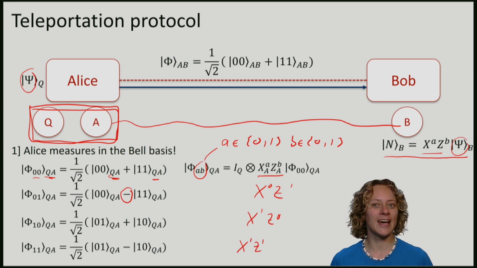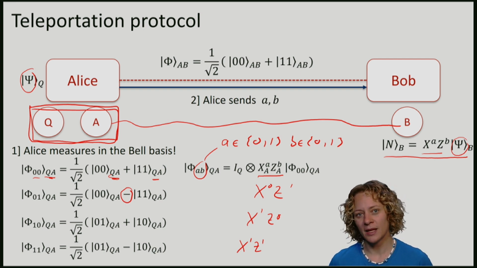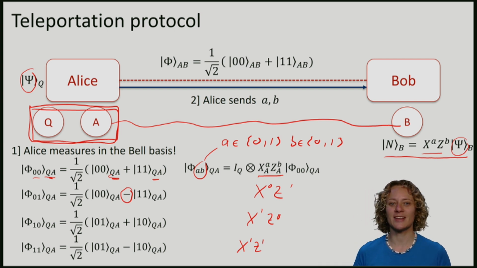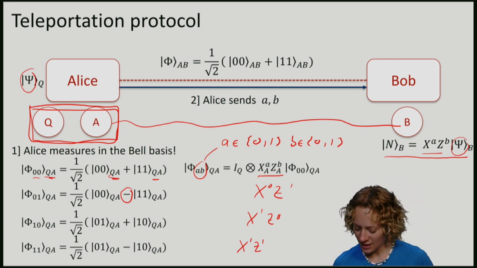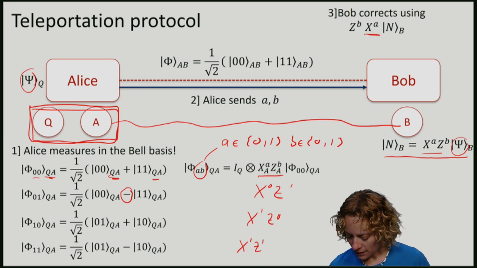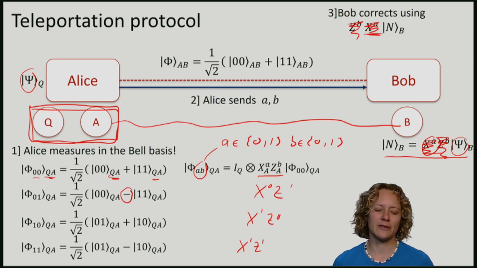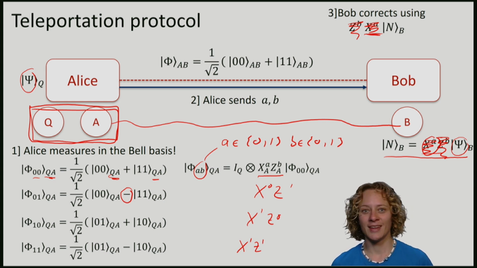To be fair, Alice thus sends her measurement outcome, A and B, to Bob. Now Bob knows A and B and can decrypt Psi just as in the quantum one-time pad. So if B is the qubit that he holds, he applies X to the A to undo the X part, and Z to the B to undo the Z part. And we're just left with Psi. This is how quantum teleportation works.